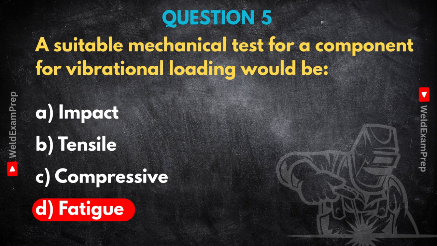Well, an impact test, A, measures toughness, resistance to a sudden sharp blow, like hitting it with a hammer. One big shock. A tensile test is a single steady pull to see how strong and ductile it is. A compressive test, C, is a single steady push. None of those simulate the repeated back and forth or up and down loading that causes fatigue failure over time. So different tests for different failure modes. Impact for sudden shock, tensile and compressive for steady loads, and fatigue for vibration or cyclic loads.